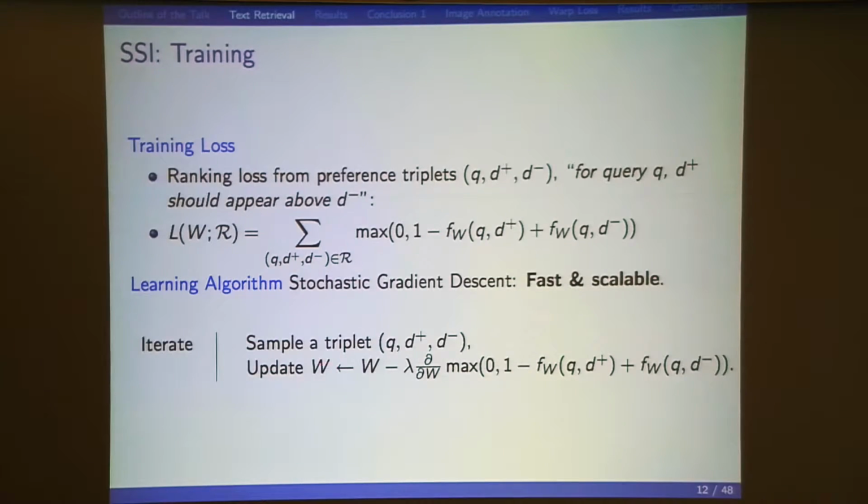Basically, you would just compute f(q,d+), compute f(q,d-), and check whether f(q,d+) is one larger than the other one. If it is, you don't have to do anything, and if it isn't, then you do that gradient update.